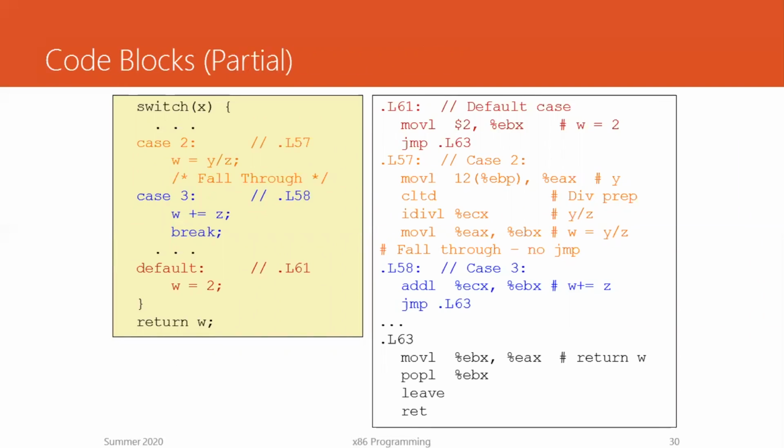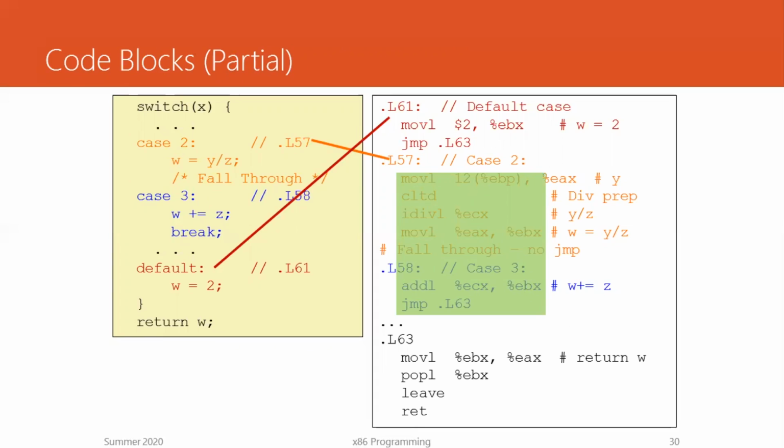So here, suppose that we are interested in case 2 that happens to be mapped to label .L57. It means that this is how the assembly code is implemented. We have a division instruction in this expression, and since this is a fall through case, it is going to continue to execute through the next case block here until the break statement of case 3 that uses a jump to .L63 that implements the exit. Note here that the default case labeled as .L61 jumps to the exit label .L63 to leave or return from the switch statement after executing its corresponding code block.